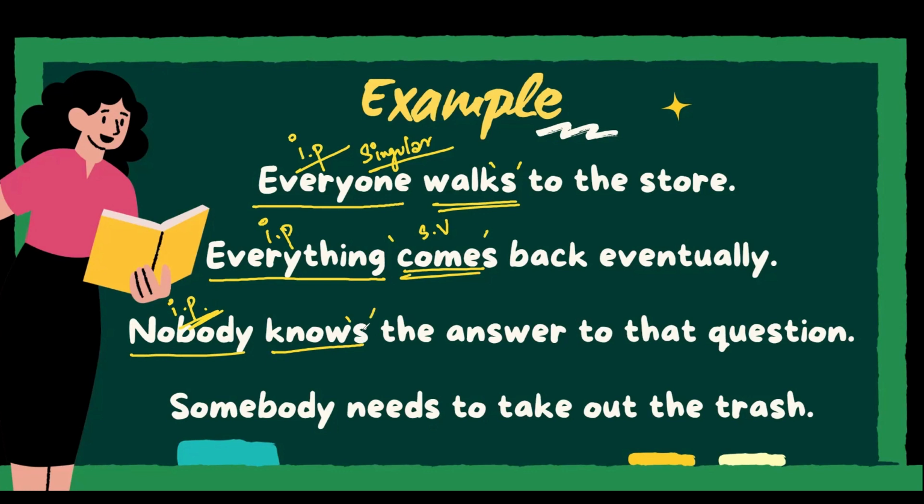The last example: somebody needs to take out the trash. Somebody is again the indefinite pronoun. It is singular, and we will use a singular form of the verb, which is needs here. Now you know what kind of verb should be used with everything and everyone and all the other indefinite pronouns which are singular. That is all for today. Now it's time for us to practice and check our knowledge related to the concepts we have learned today.